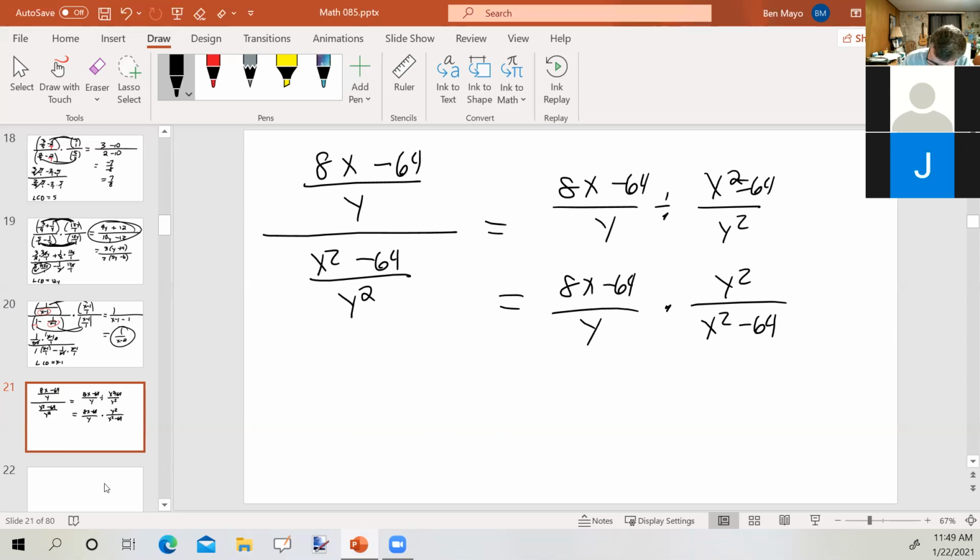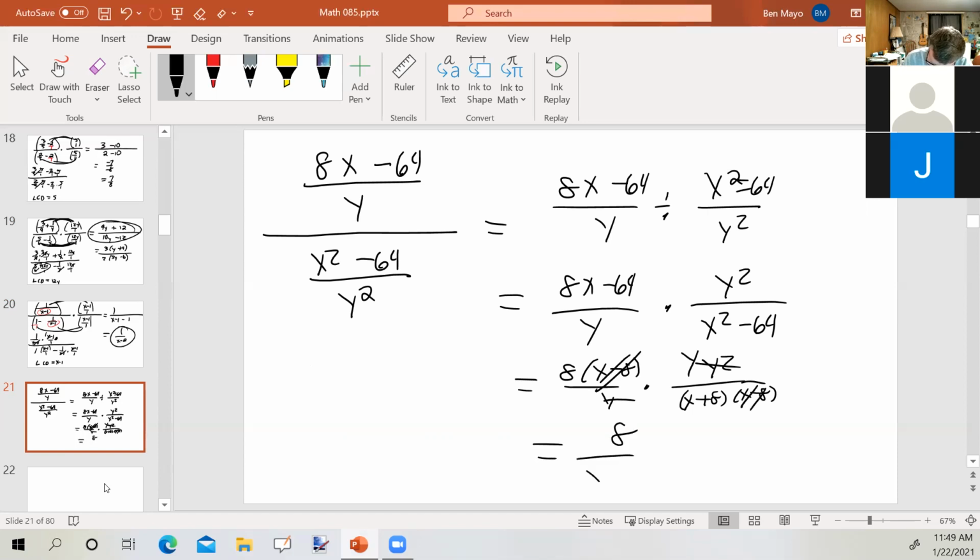Well, let's see. I could factor that into 8 times x minus 8 over y times y squared over x plus 8 times x minus 8. Y squared over y is y. The x minus 8's reduce out, and I'm left with 8 over x plus 8. Okay.